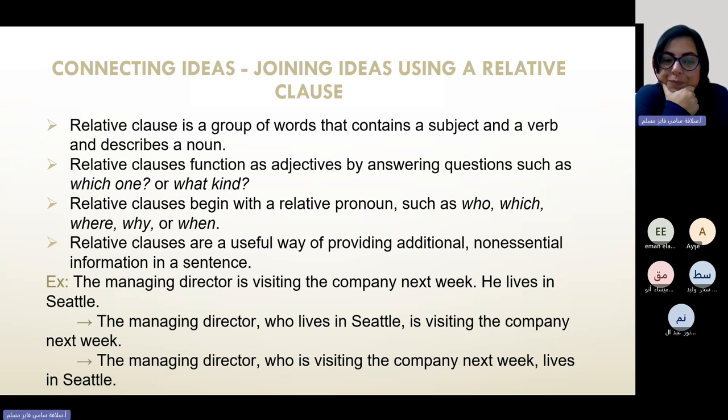Okay, the managing director who's visiting the company next week lives in Seattle. Then we can put the relative clause in the middle of the sentence, or we can split an independent sentence and put the relative clause phrase within it, or we can put it at the end of the sentence. Okay?